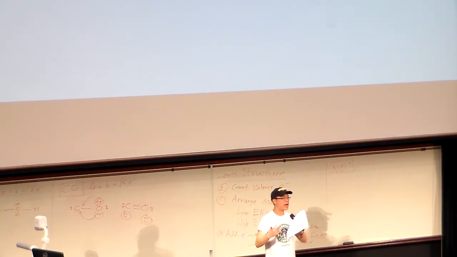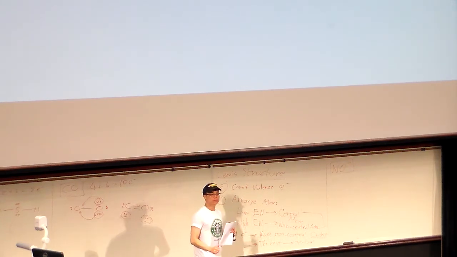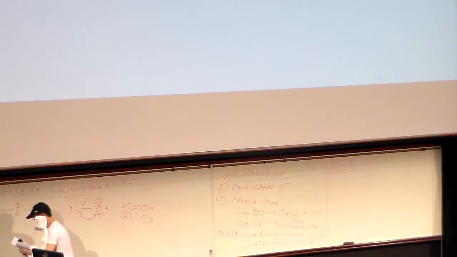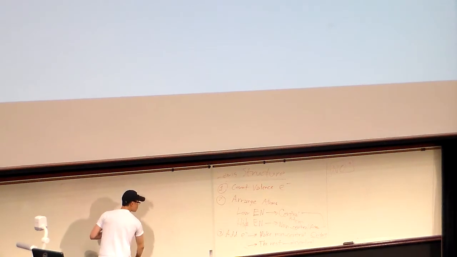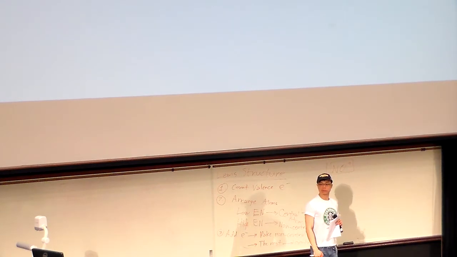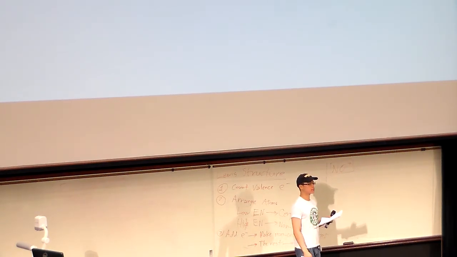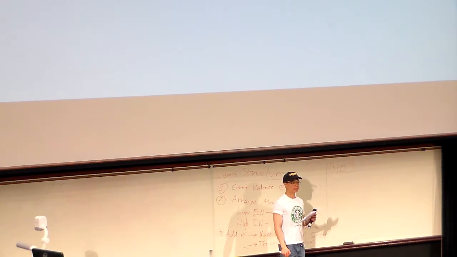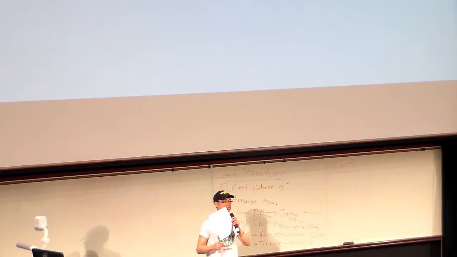Alright, I'm going to get faster. Do it step by step, okay? Count electrons, arrange atoms, and add electrons. Make everything octet.